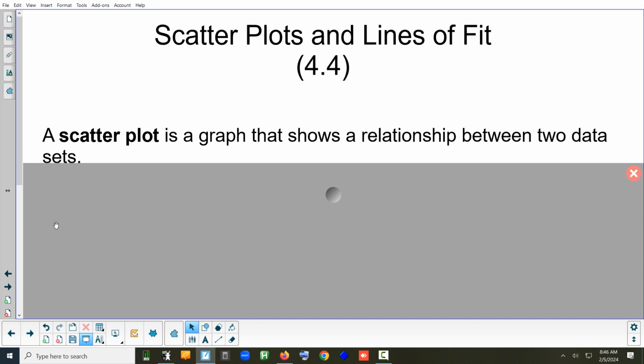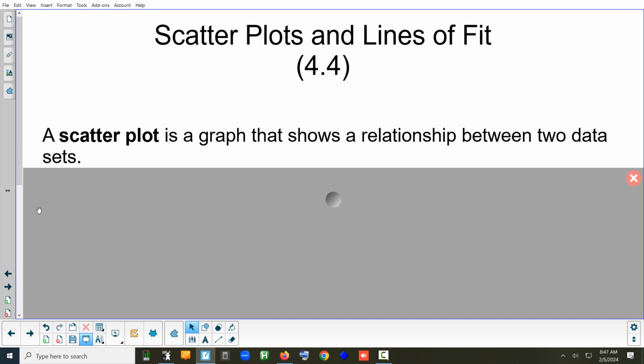All right, so let's take a look at the first thing. What is a scatter plot? On your first blank, it says a scatter plot is a graph that shows a relationship between two data sets. And that's what a scatter plot is really for. It's to try to see a connection between two different sets of data.